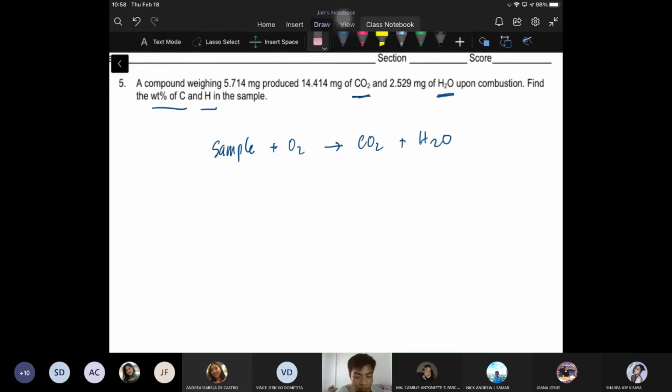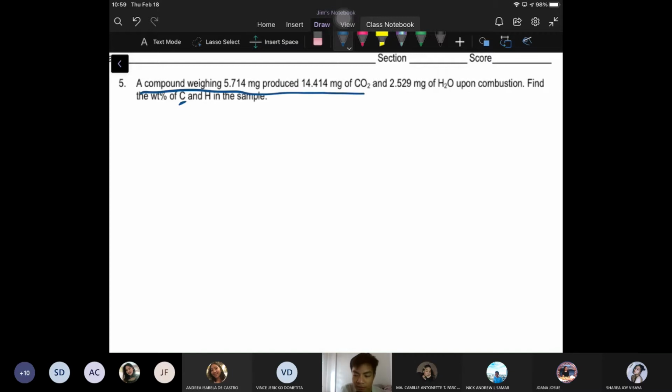Question, saan nyo makikita yung carbon? Paano nyo ma-determine yung mass ng carbon from your sample out of all the given items here sa question? Any idea? Paano nyo malalaman yung percent carbon from all this info na sinabi sa first sentence? Sa kaya siya pwede makuha?